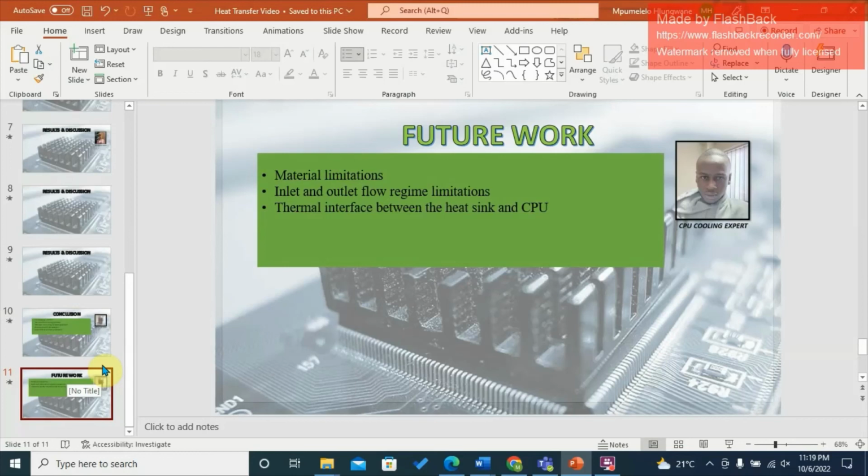The inlet and outlet flow regimes were also simplified, where the inlet was modeled as an inlet velocity instead of a real-life fan. With more computing power, a much more realistic fan configuration can be used. The final limitation about the experiment is the thermal interface between the CPU and the heatsink. This was not considered during the experiment, and it can have major implications on the thermal conductivity between the CPU and the heatsink.